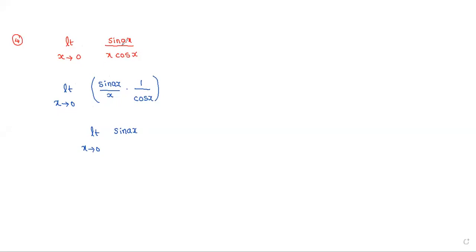Next, limit x tends to 0, sin ax by x as one term, and 1 by cos x as another. Limit x tends to 0, 1 by cos x: the value is 1. Why? Because substituting x value, 1 by cos 0. Cos 0 value is 1, and 1 by 1 is 1. Okay, the answer is 1. Write down.